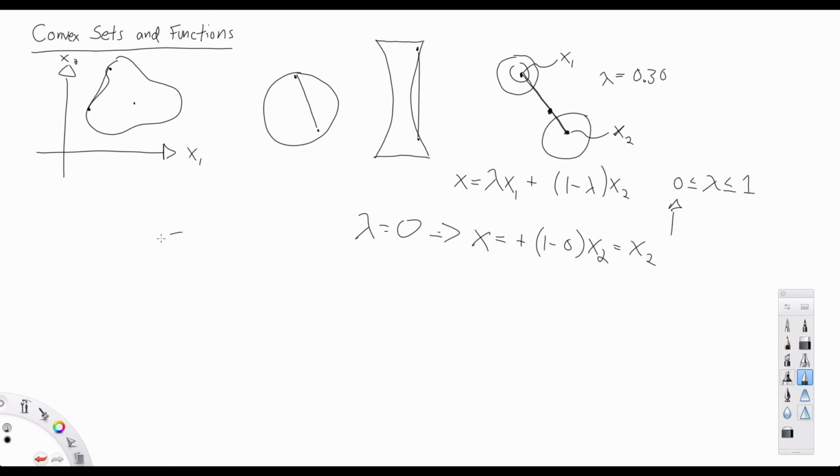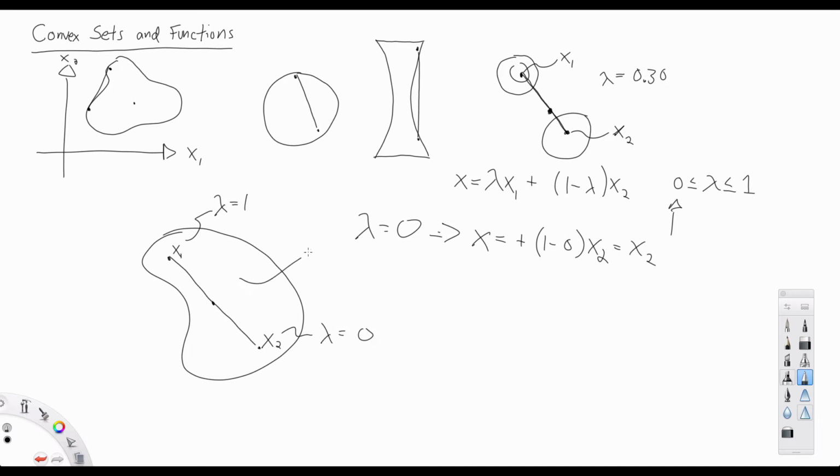Let's have another quick example. Suppose this is a set of points in 2 dimensions. Here is x1, here is x2. Here's the line that we want to define. And at x1, this is where lambda is equal to 1. At x2, this is where lambda is equal to 0. And suppose at a point that's halfway between x1 and x2, this is where lambda is equal to 1/2.